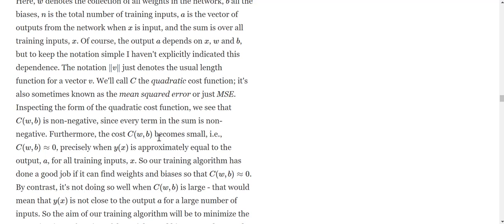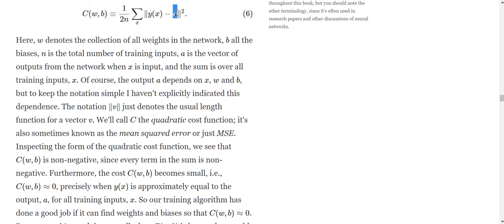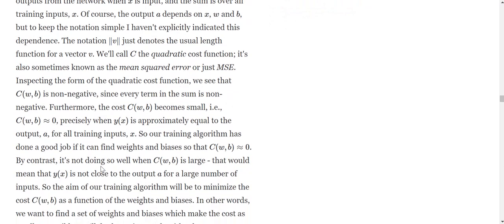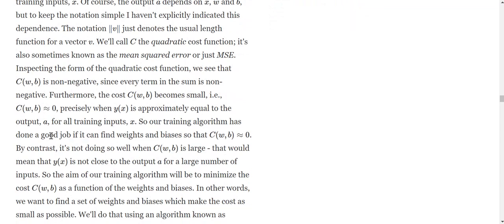So further, the cost function becomes small when y of x is approximately equal to the output a for all training inputs x. So a is the actual output, y of x is the output which you get, and the closer they are, the smaller the value of the cost function will be. Make sense? So our training algorithm has done a good job if it can find weights and biases such that the cost function approximates to zero. So this is essentially what we are going to do. We are trying to optimize the weights and biases in such a fashion that the cost function approximates to zero.